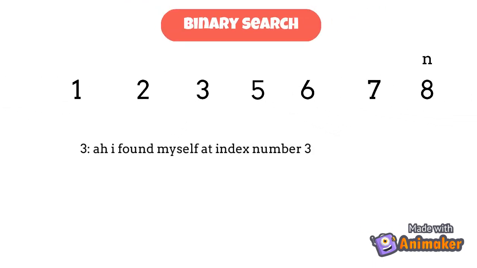But if we don't find any element that is equal to number 3 we need to do this process again and again until we have only one element in the new array. And now we are successful.